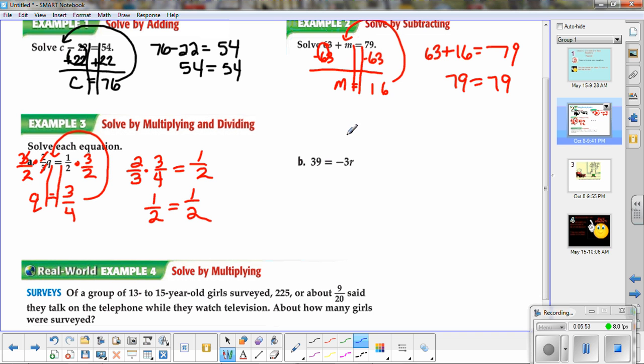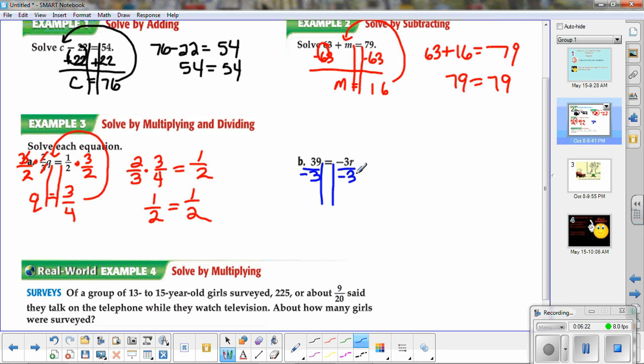In our next example, 39 equals negative 3r. Draw our train tracks, and this is negative 3 times r. To undo that multiplication, we are going to divide by negative 3. The divide sign we use when solving equations is the fraction bar.